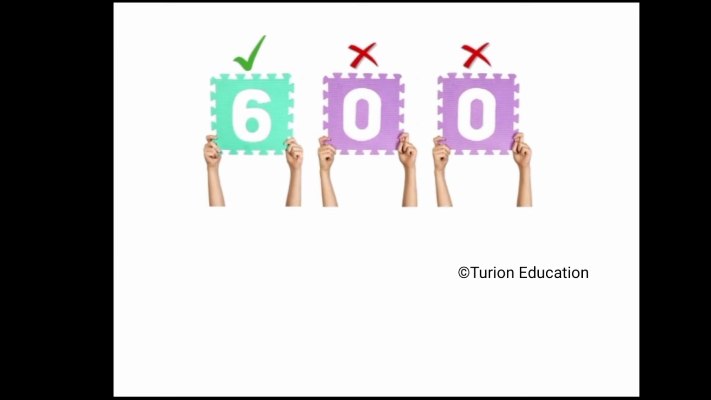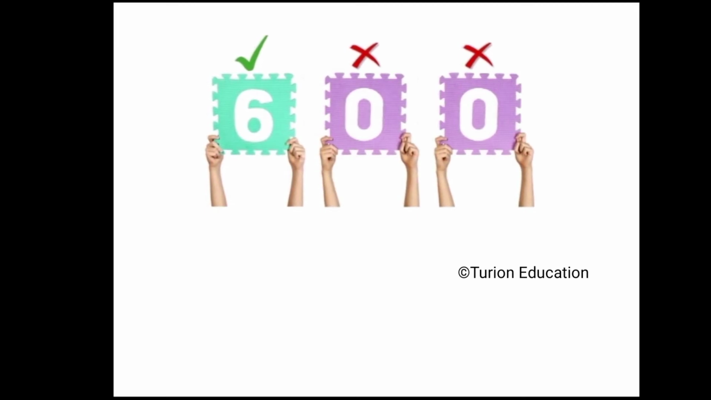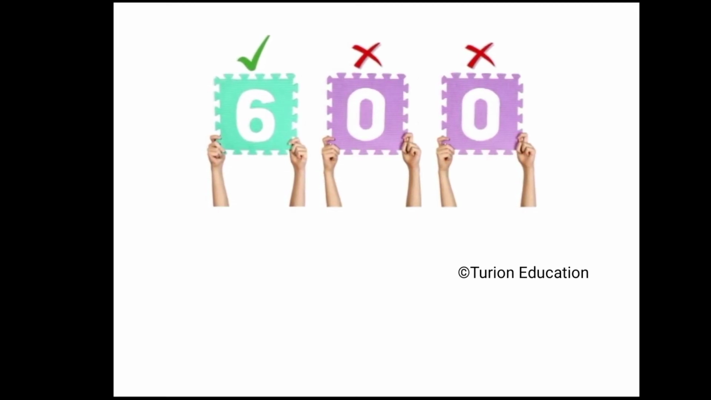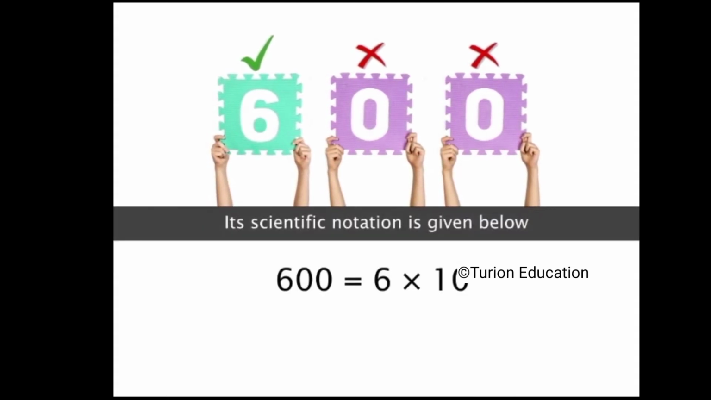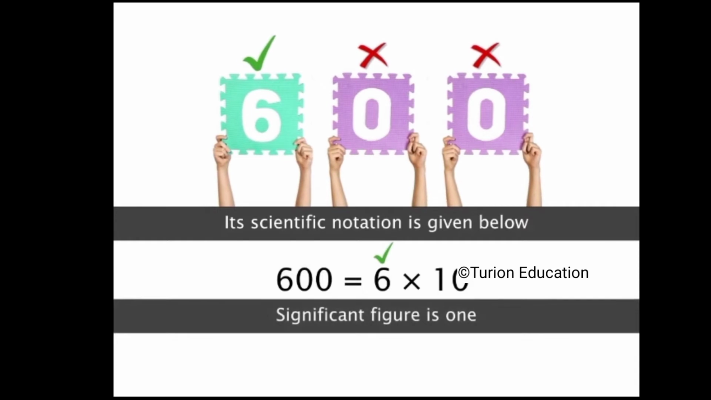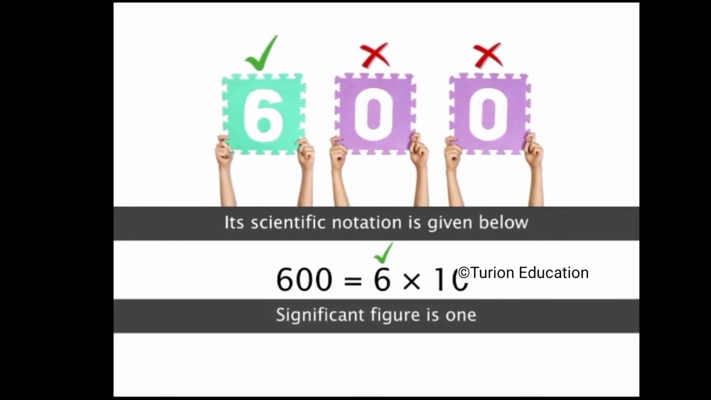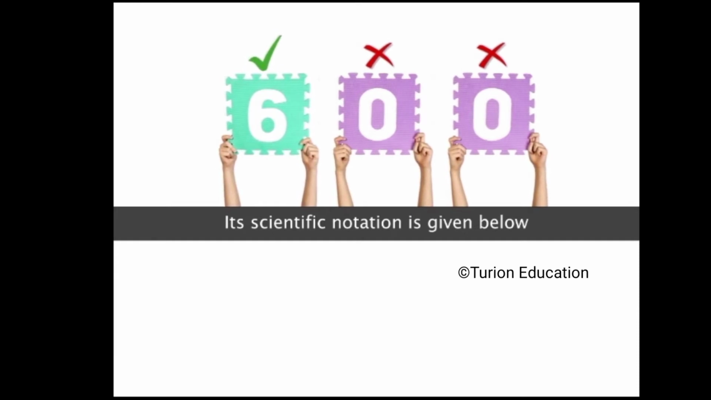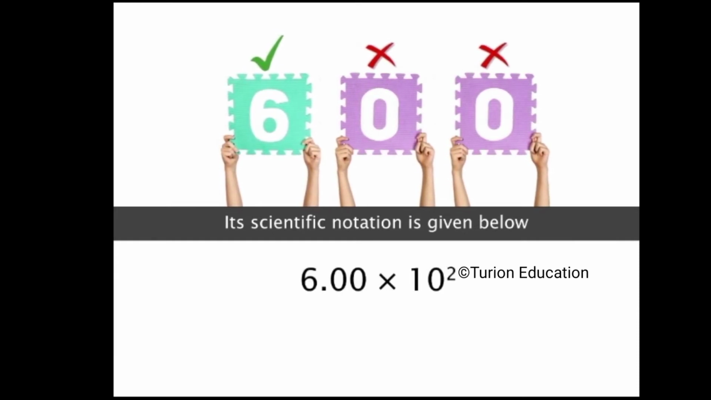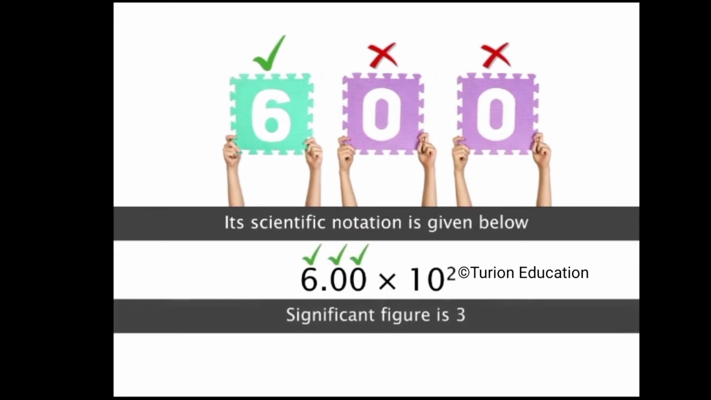Now, can you tell why zeros in 600 are insignificant? Well, this is because 600 can be represented in scientific notation as 6 × 10^2. Hence, the number of significant figures is 1. However, if this number is given in scientific notation as 6.00 × 10^2, the significant figures are 3.